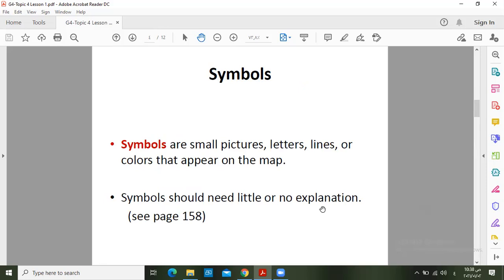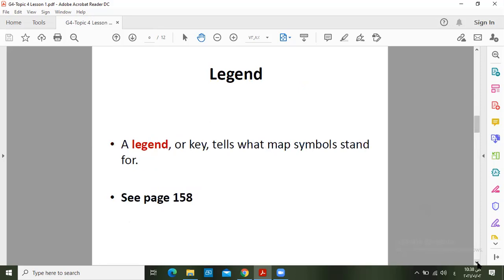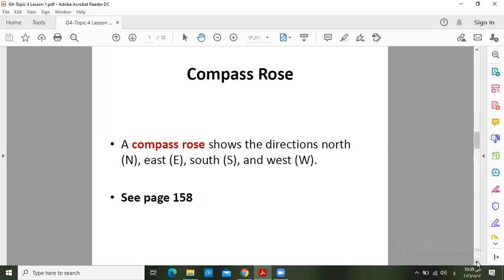Okay. The second part of the map is the legend. A legend, or sometimes it is called a key, tells you or explains what map symbols stand for. The compass rose shows the directions north, east, south, and west. I think that is very clear.